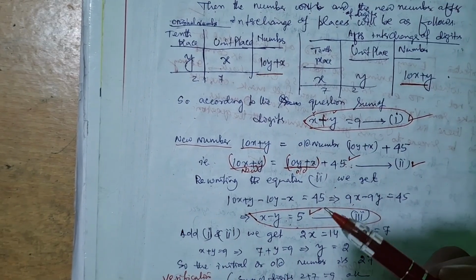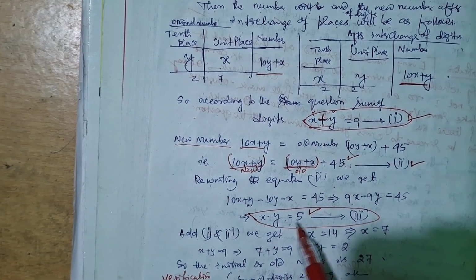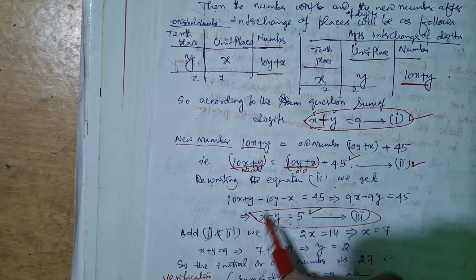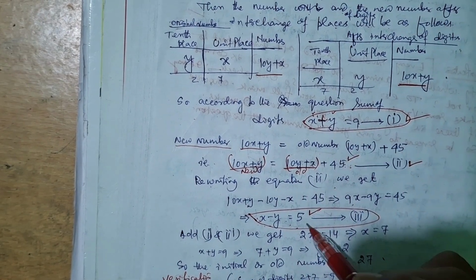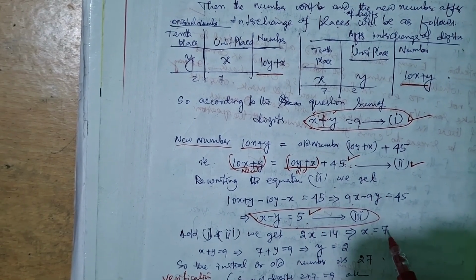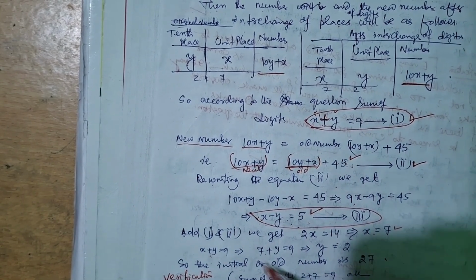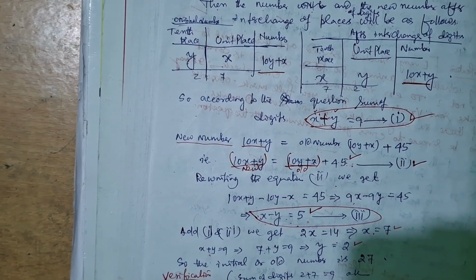You just add these two. Then this plus y minus y will cancel out. You will get 2x is equal to 9 plus 5, which is 14. Then x is equal to 7. Put the x value here, we will get y is equal to 2.